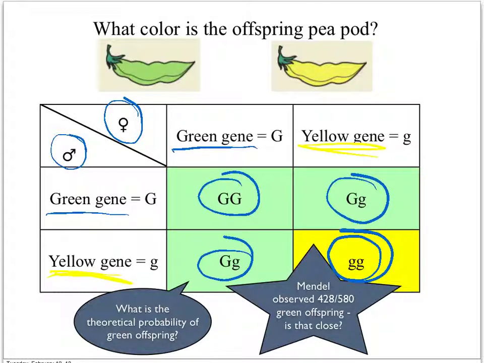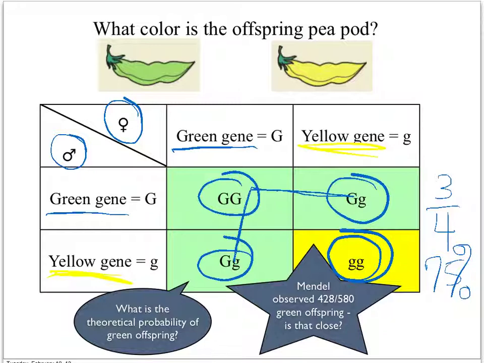So the theoretical probability of green offspring, well, there are 3 outcomes in here where there are green offspring and only 1 where there's yellow offspring. So we would expect about 3 out of 4, or about 75% of the pea pods to be green if we don't interfere with their genetics at all.